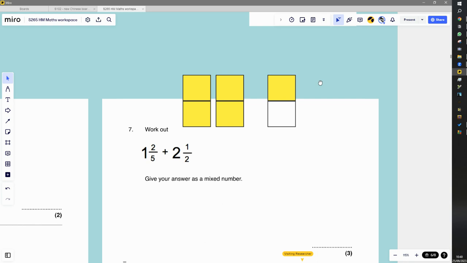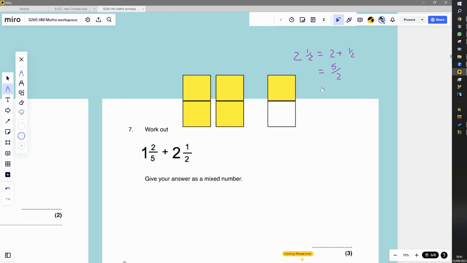So 2.5 means 2 plus a half. And as you can see, 2 is 1, 2, 3, 4 halves. And altogether, we've got 5 halves, which should be written as 5 over 2.